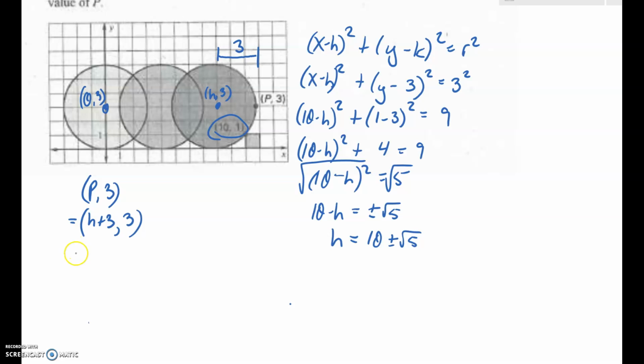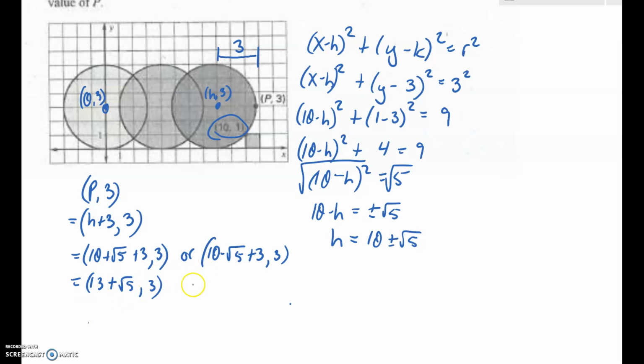So in order to actually help us out here, what I'm going to do is plug in 10 plus square root of 5 plus 3, comma 3. And then I'm also going to do over here 10 minus square root of 5 plus 3, comma 3. And so it's the same thing as 13 plus square root of 5, comma 3. And then we have over here 13 minus square root of 5, comma 3. Okay. So when we look at this, we end up with 2 different values.